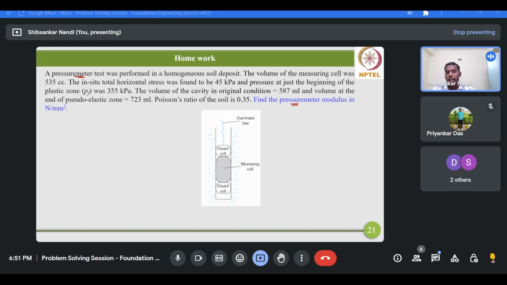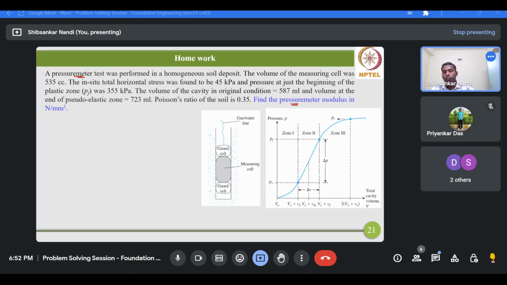Due to that, this adjacent soil mass will basically deform. The deformation of the adjacent soil mass will take place due to this pressing by the measuring cell. Now, if you take a record of this pressure versus volume deformation or the total cavity volume, you will be getting this kind of plot.